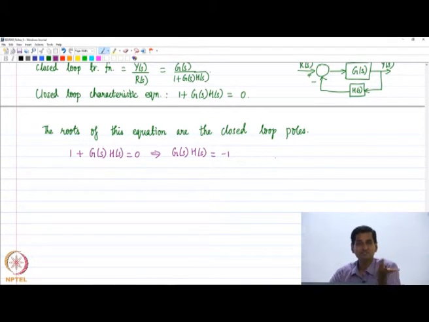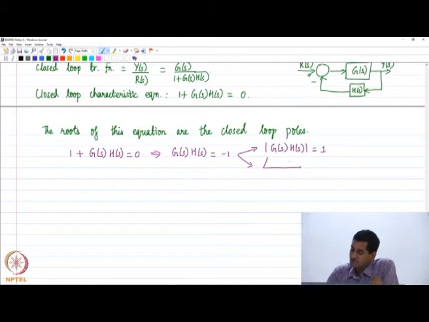In general, g of s h of s can take a complex value, right, because that is a complex valued function of s. So the moment we have this equation I can rewrite it in two terms, because any complex variable will have a magnitude and a phase. So if I have g of s h of s equal to minus 1, that means that at that value of s the magnitude of g of s h of s should be equal to 1, and the phase of g of s h of s should be equal to 180 degrees.